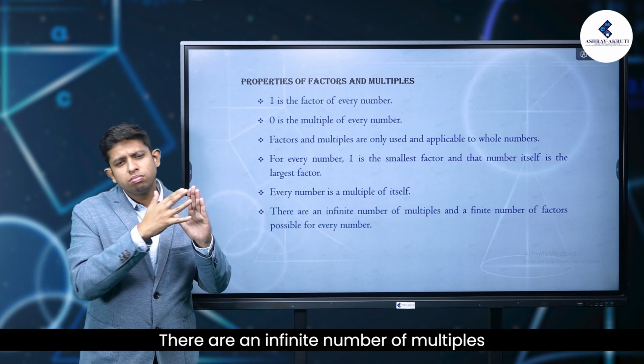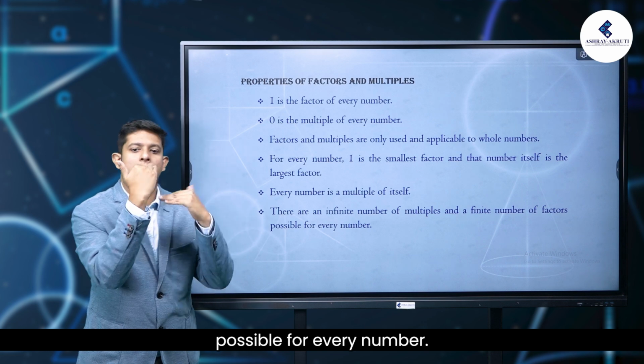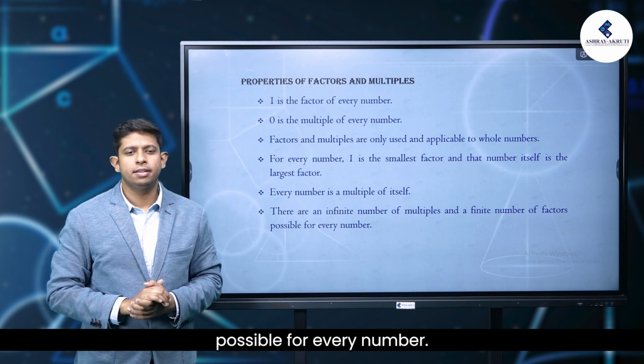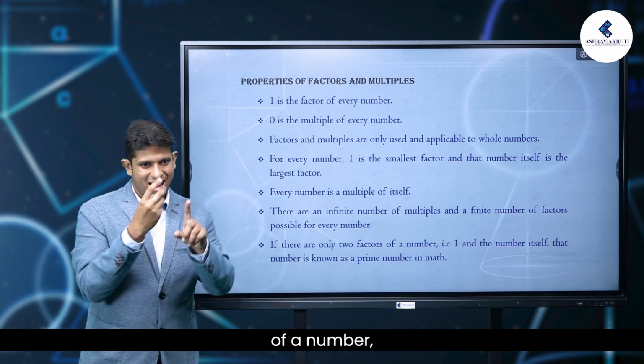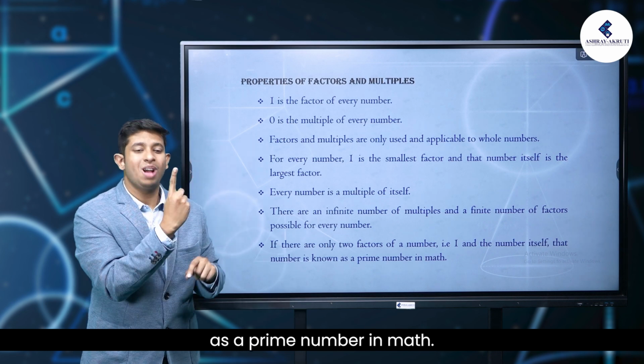There are an infinite number of multiples and a finite number of factors possible for every number. If there are only two factors of a number, that is 1 and the number itself, that number is known as a prime number in math.